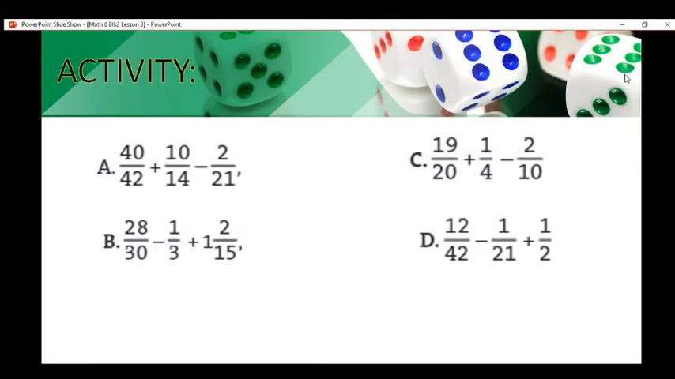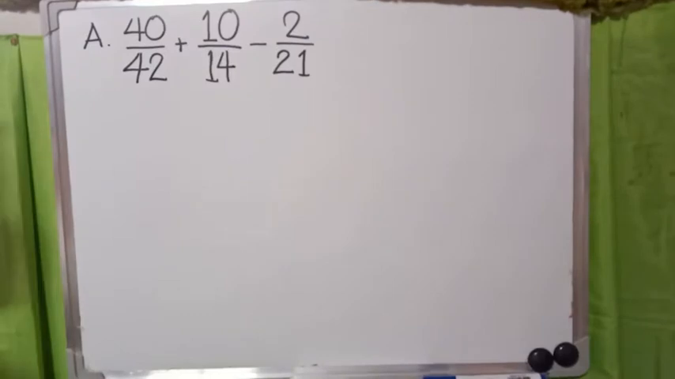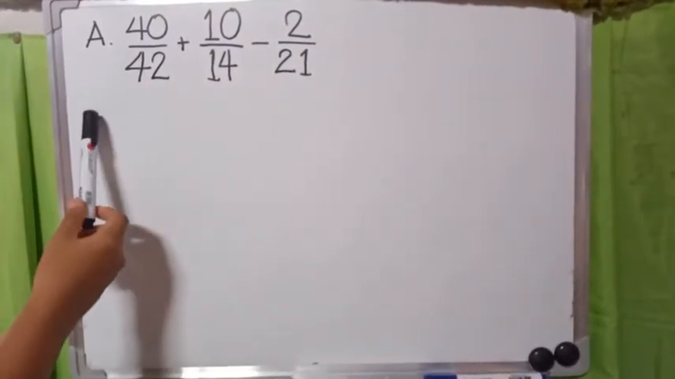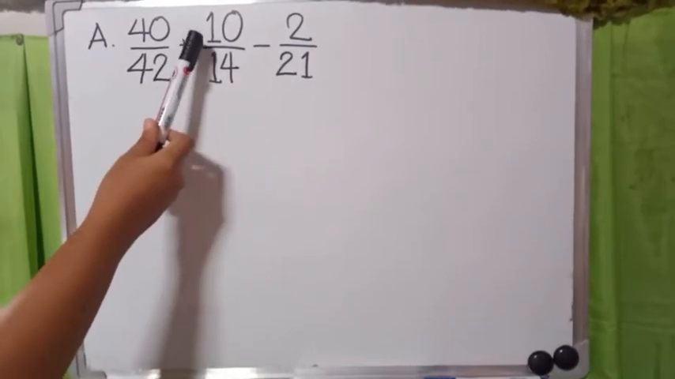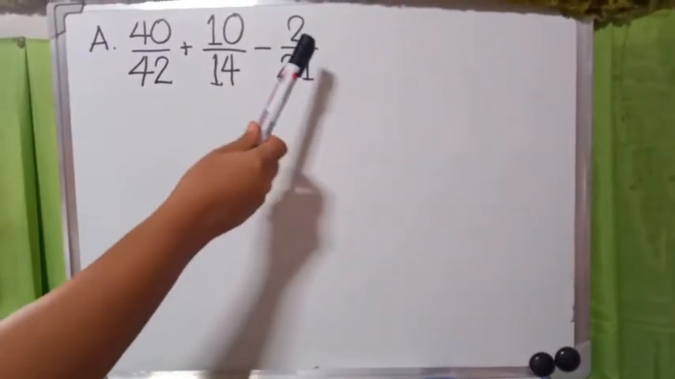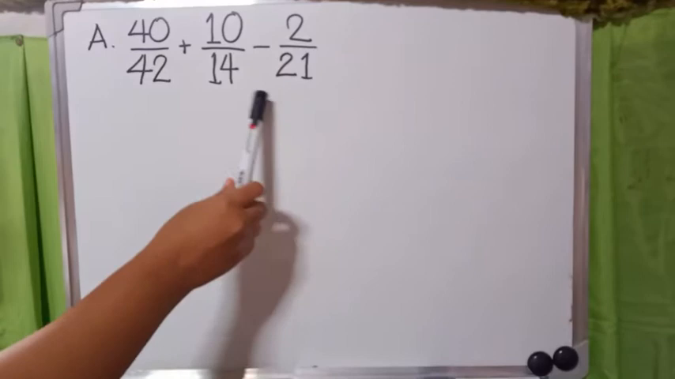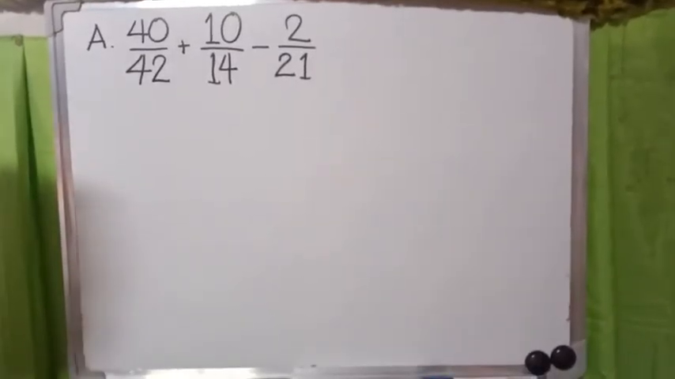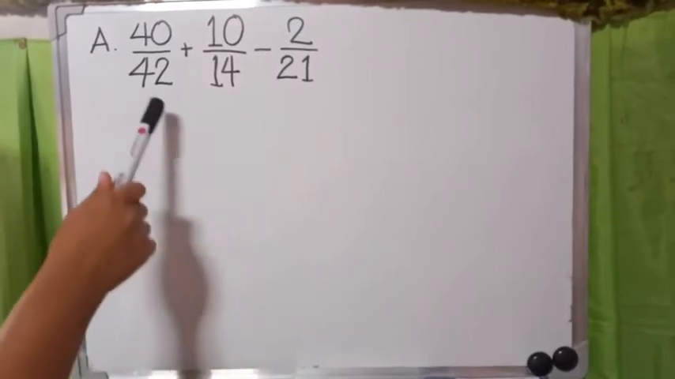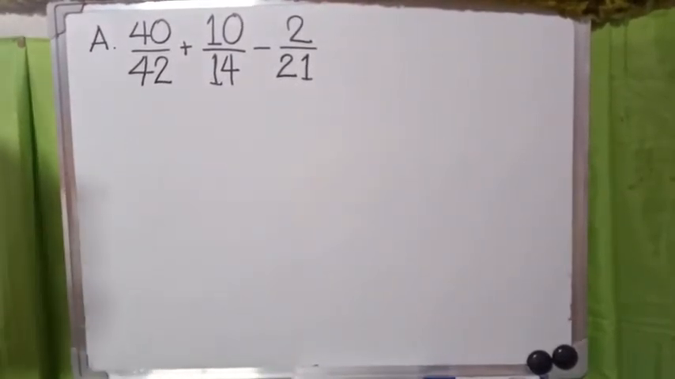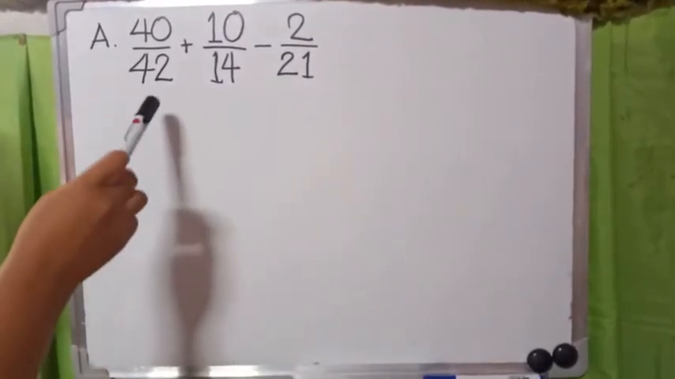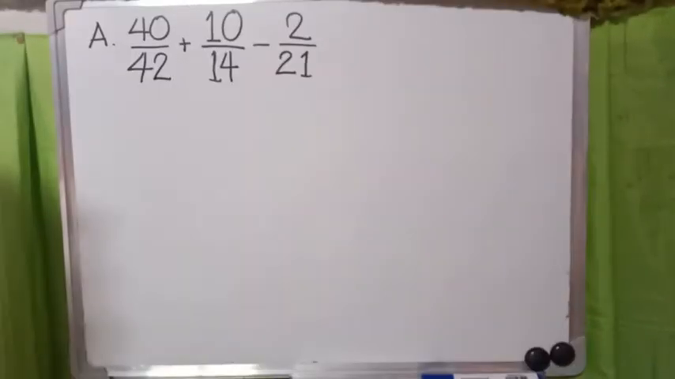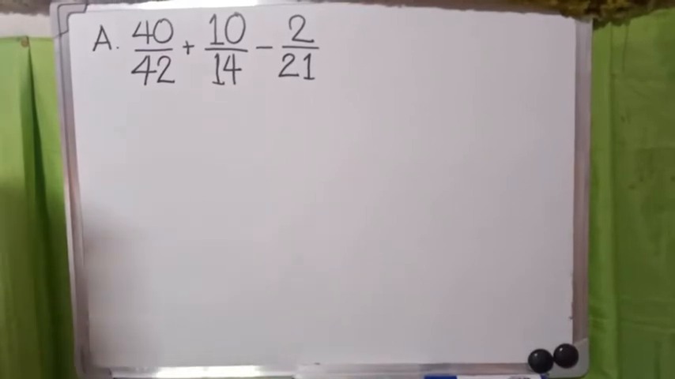Okay, let's go. Today we will have our letter A, wherein we have 4 over 42 plus 10 over 14 minus 2 over 21. The first thing we need to do is to identify if it is like or unlike fractions. As you can see, we have the denominators 42, 14, 21, so we can say that they are unlike fractions.